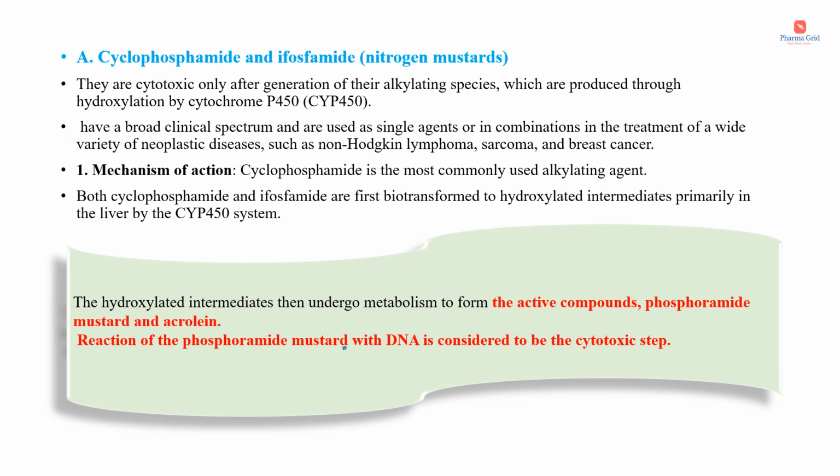Then regarding the mechanism of action, cyclophosphamide is the most commonly used alkylating agent. Both cyclophosphamide and ifosfamide are first biotransformed to hydroxylated intermediates primarily in the liver by the cytochrome P450 enzyme system. The hydroxylated intermediates then undergo metabolism to form the active compounds phosphoramide mustard and acrolein. This is very important. The active metabolites produced as a result of metabolism of cyclophosphamide are phosphoramide mustard and acrolein. The reaction of the phosphoramide mustard with the DNA is considered to be the cytotoxic step.